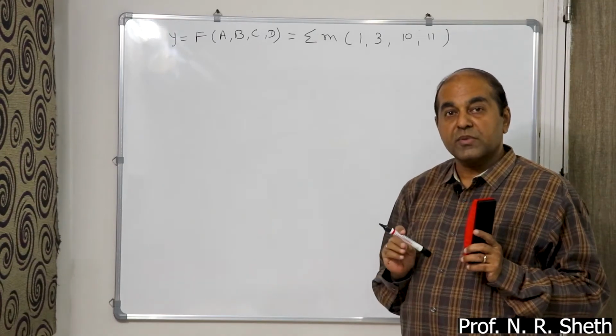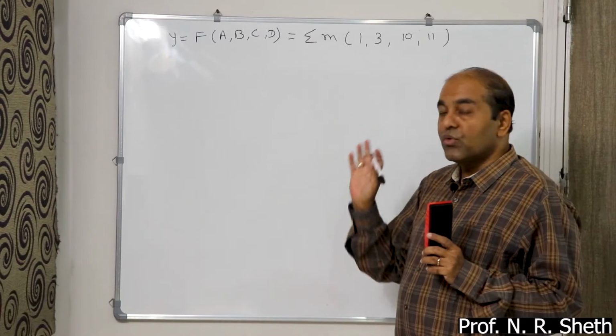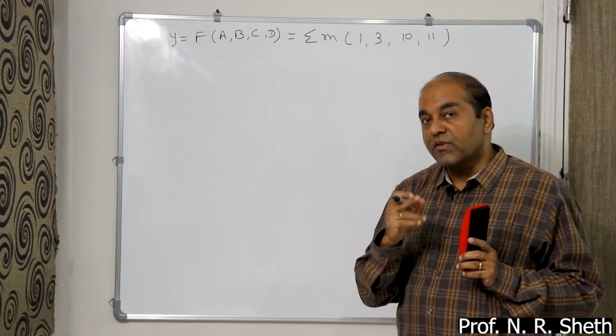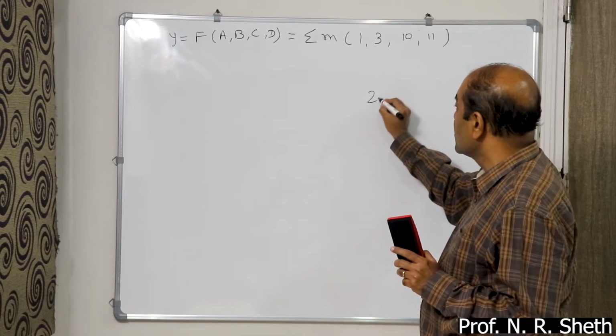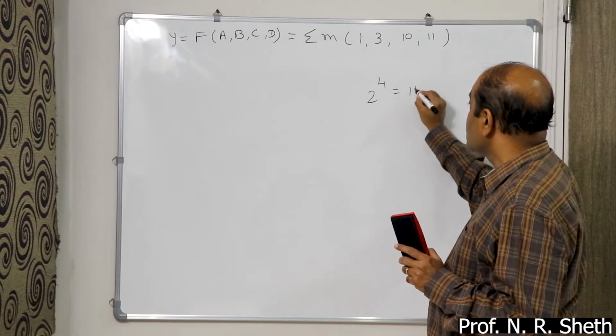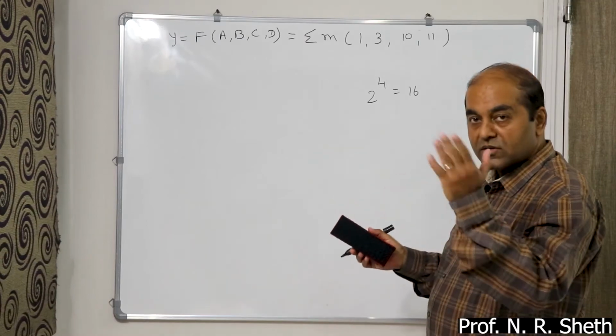So now first step is to prepare the truth table for 4 variable. So in 4 variable, how many cases? 2 raised to 4, that is 16 cases. Okay, so table.